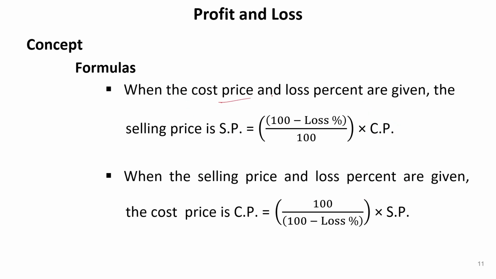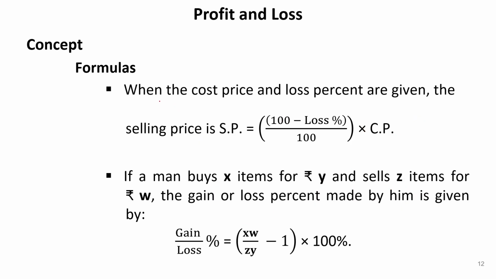Okay, so when the cost price and loss percentage are given, the selling price SP is equal to (100 minus loss percentage) whole by 100 into CP. Okay. So when the selling price and loss percentage are given, the cost price will be calculated as 100 by (100 minus loss) whole into SP. Okay, in the numerator, it is multiplied with selling price. Okay. So let's see the next formula.